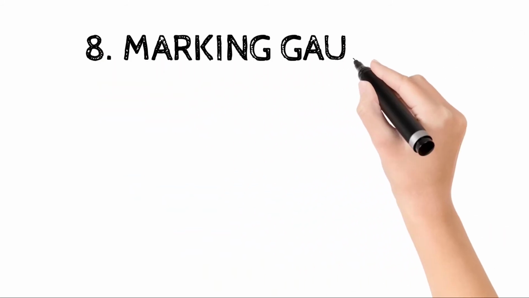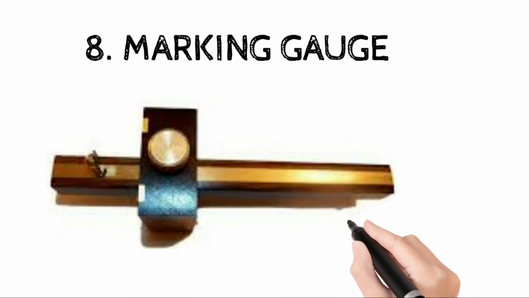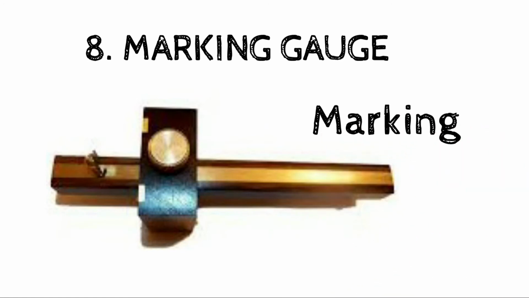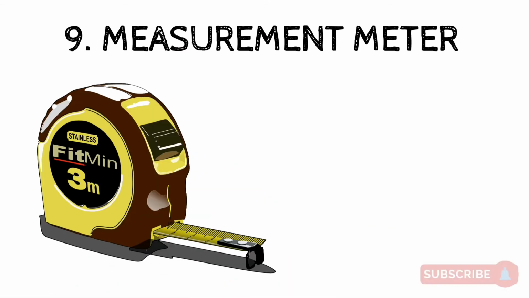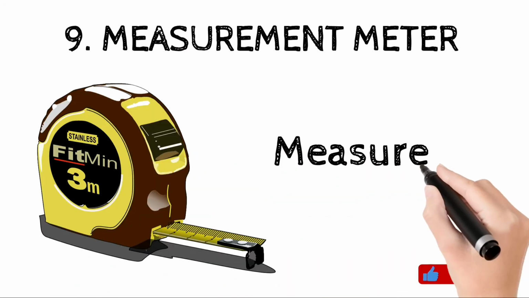Number 8 is marking gauge. This tool is used for straight marking on wood. Number 9 is measurement meter. This is used for long measurement.